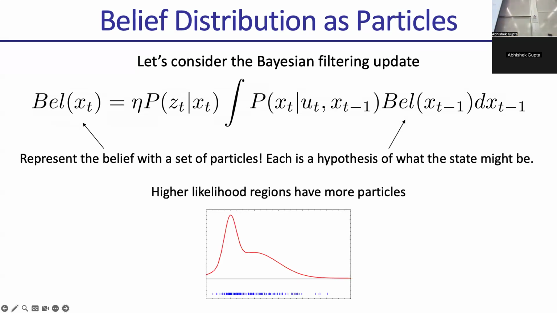And so kind of pictorially, the way you're going to represent a belief state is you're just going to have a collection of particles, more particles where there's more likelihood, less particles where there's less likelihood. Okay? Just intuitive.